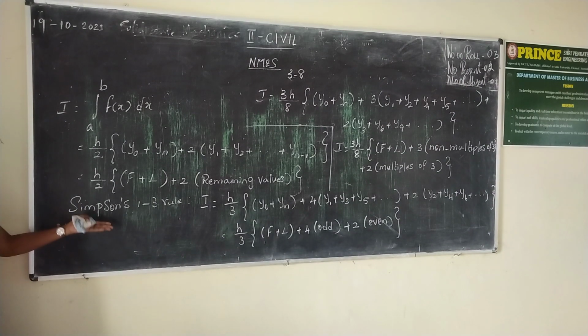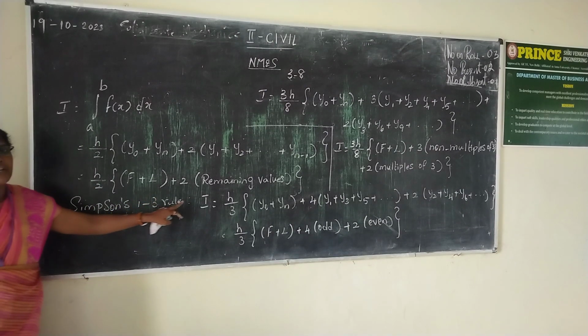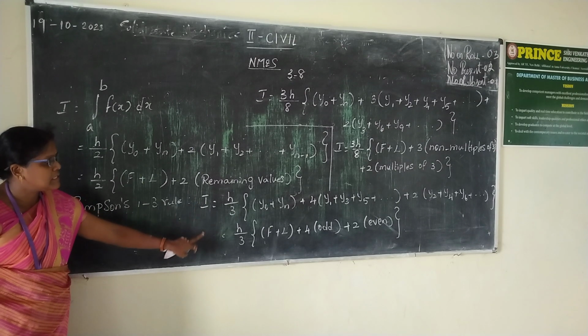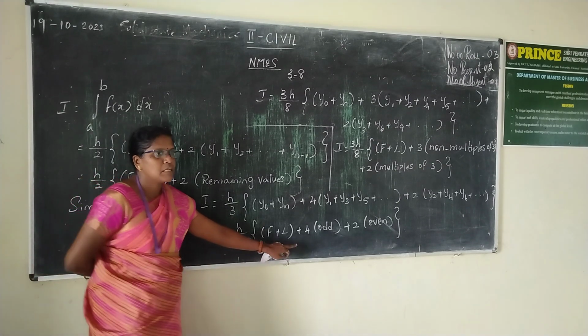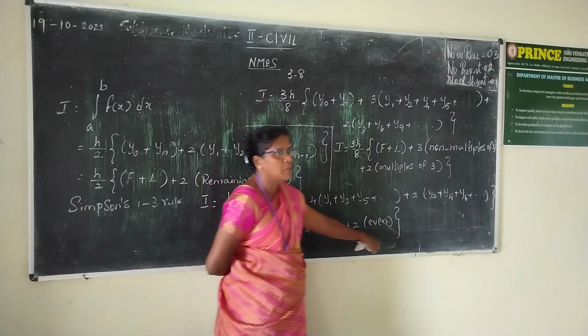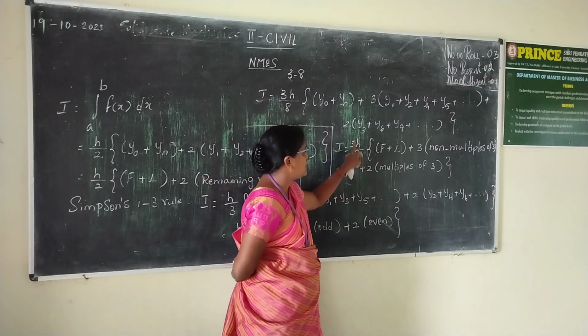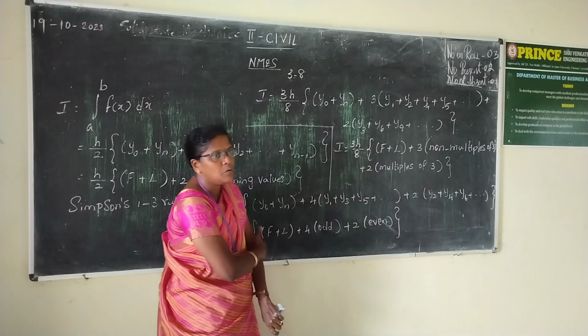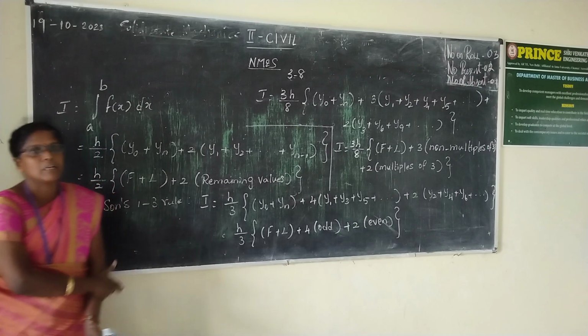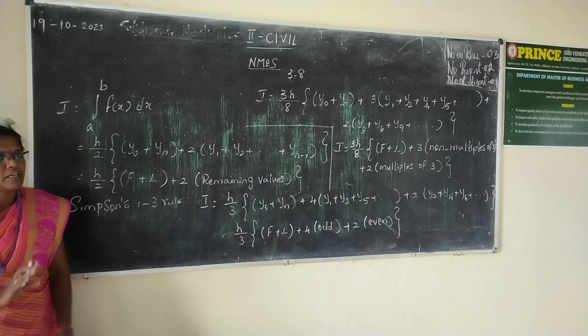See a notebook or board. Trapezoidal rule: h by 2 into first and last plus 2 into all the remaining values. Simpson's 1/3: h by 3 into first and last plus 4 into the odd plus 2 into the even. Simpson's 3/8: 3h by 8 into first and last plus 3 into non-multiples of 3 plus 2 into the multiples of 3. Very easy one.